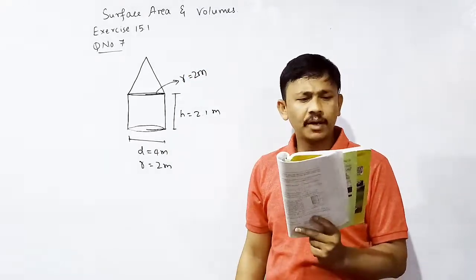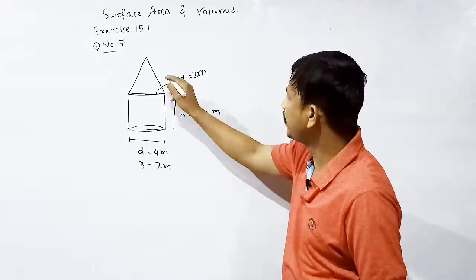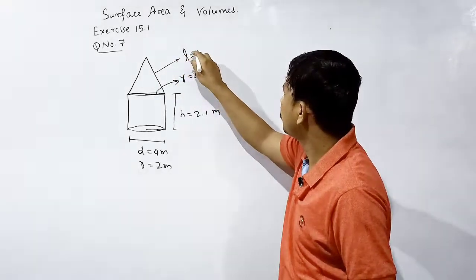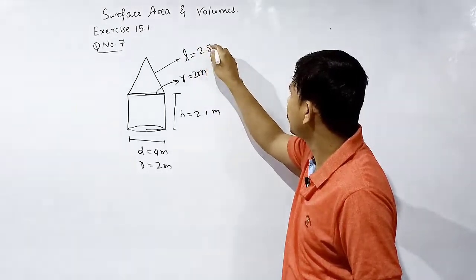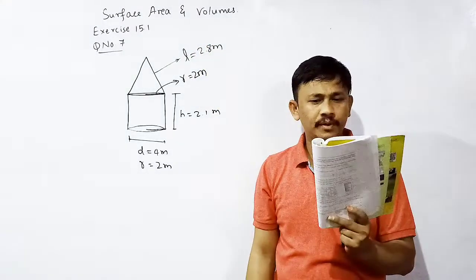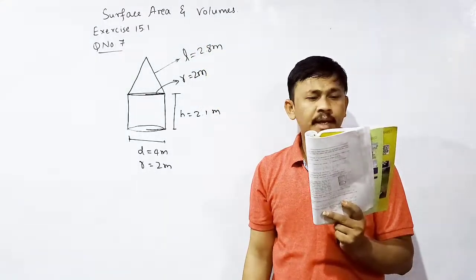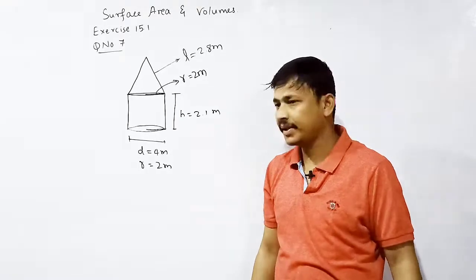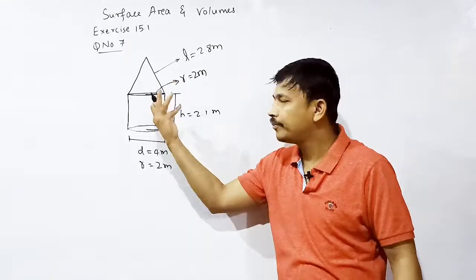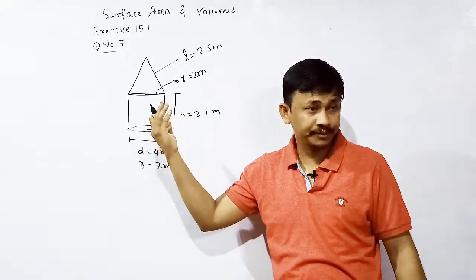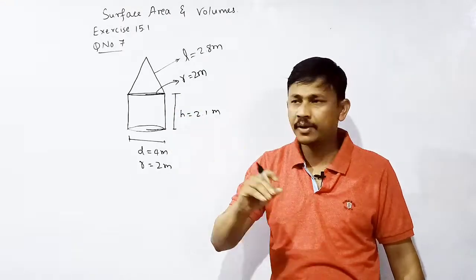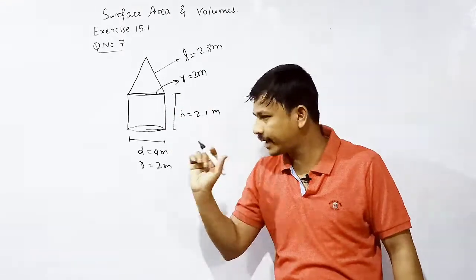And the slant height of the top is 2.8 meter. Slant height L is equal to 2.8 meter. Find number 1, the area of canvas used for making the tent, and number 2, the cost of making the tent.